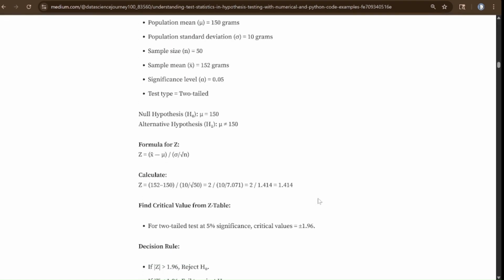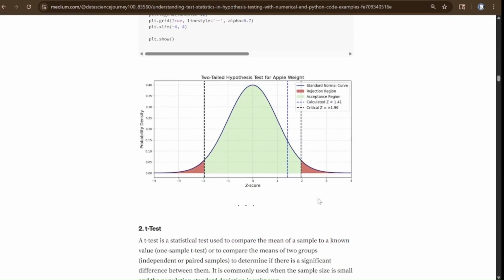Clear? Now what about two-tail test? Simple thing, you are checking both regions. This is the acceptance region, but see, this is the critical Z. This is plus 1.96 and minus 1.96. See, this one.